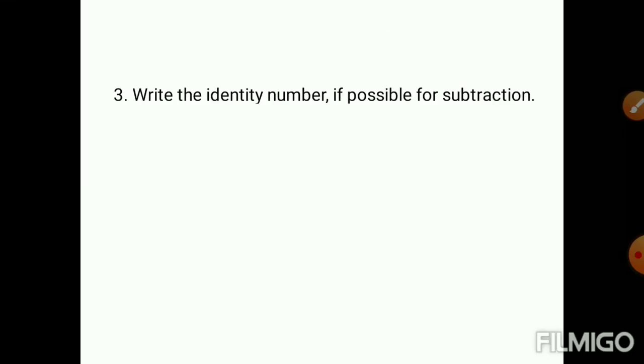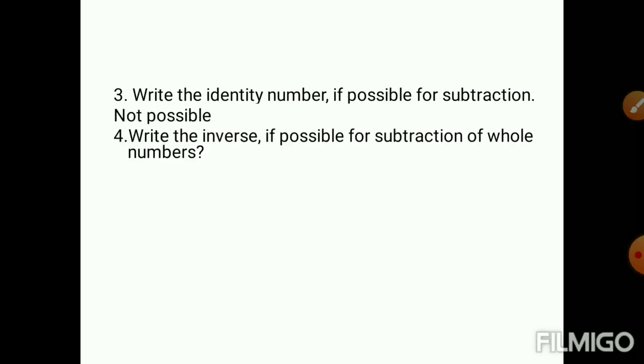So my next question is, write the identity number if possible for subtraction. We know that it is not possible to identify the number for subtraction because of the existence of identity, 0 minus x is not equal to x. So my answer is, not possible. Question number 4, write the inverse if possible for subtraction. We also know that inverse does not exist. We just studied that. So my answer is, inverse does not exist.